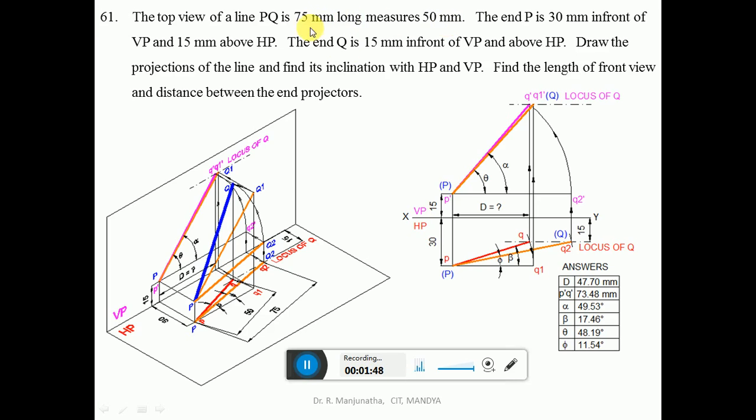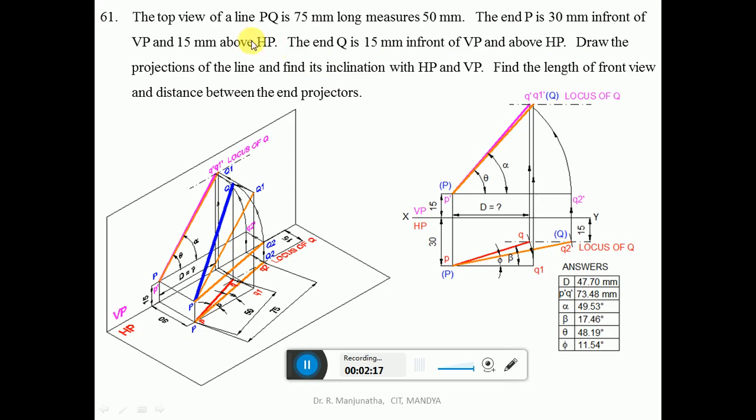So he has given the true length and also the top view is given. Since we have the locus of Q in the top view, naturally you can find out the true length as well as the top view point of Q. So by using the compass, measuring the distance of 50 mm with P as center, cut an arc on the locus of Q, so that you get the small q here. Then you draw a dark line between P and Q, which is the top view.